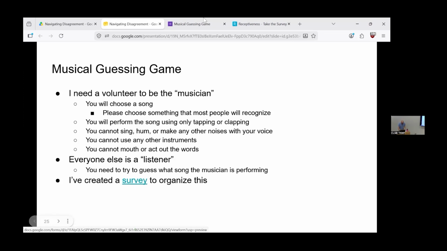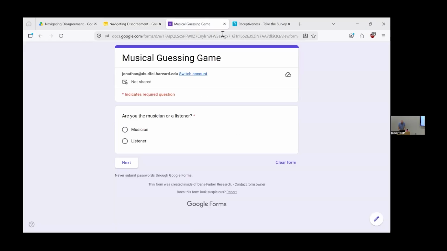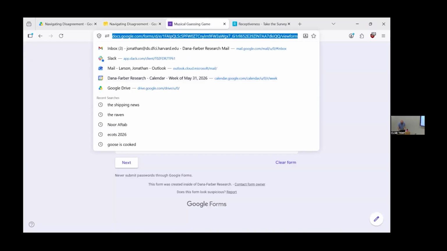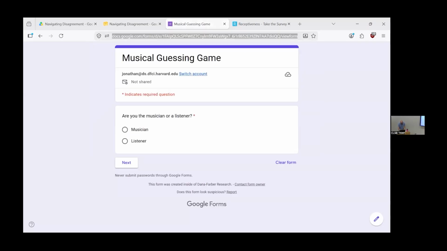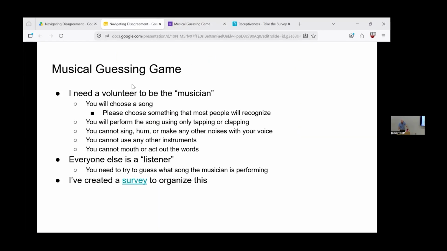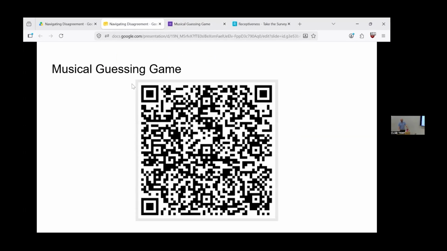I'll put the survey in the chat so other people on Zoom can fill out the survey. All right, so the survey link is in the chat. You've written down the song. Have you written down the percentage that you think will guess it correct? I do have a QR code. I totally forgot, sorry.